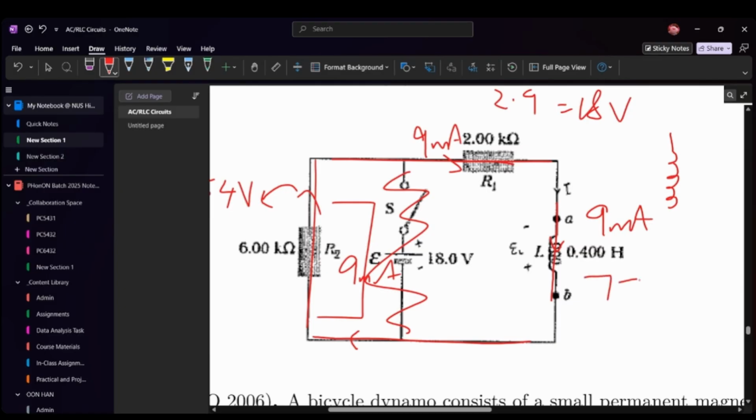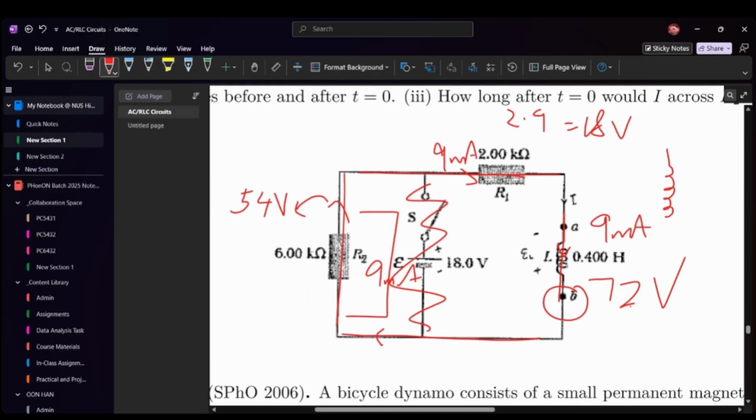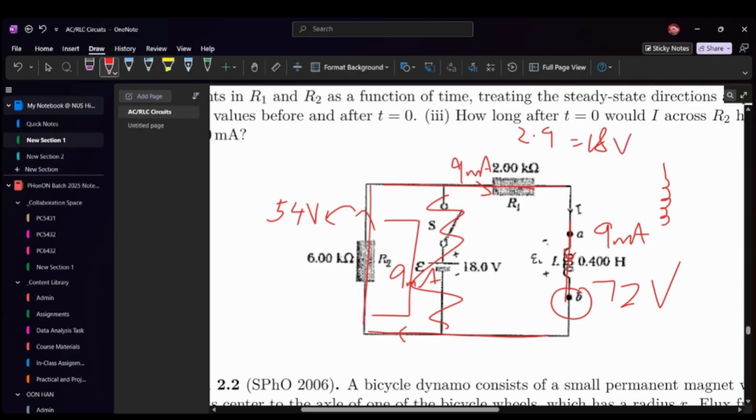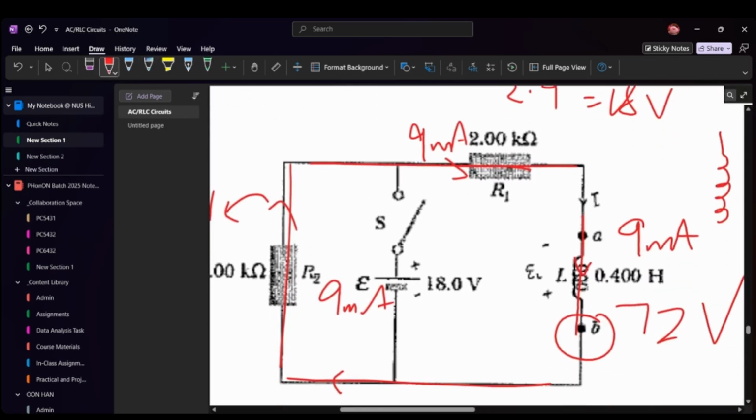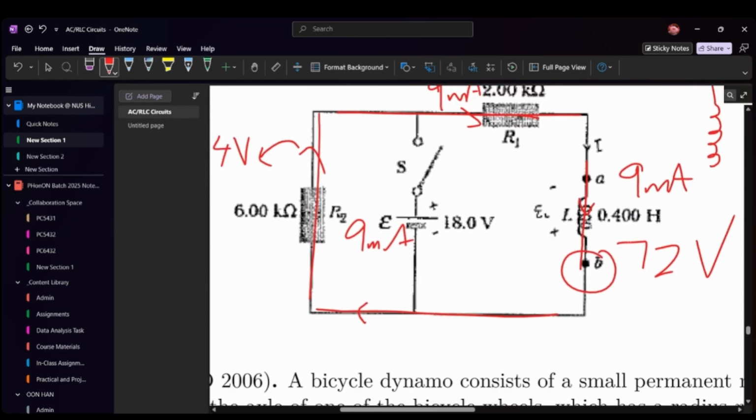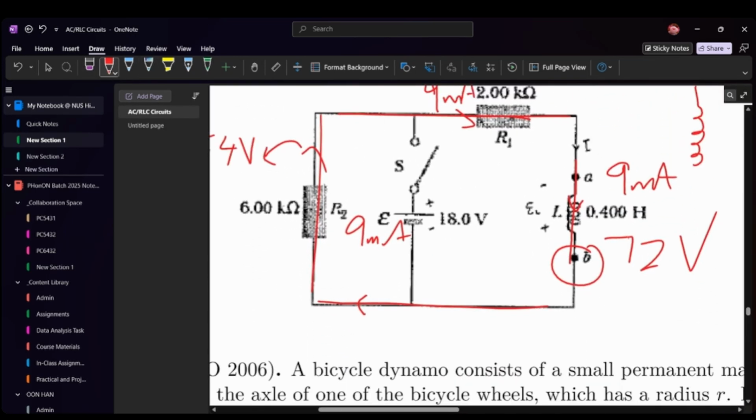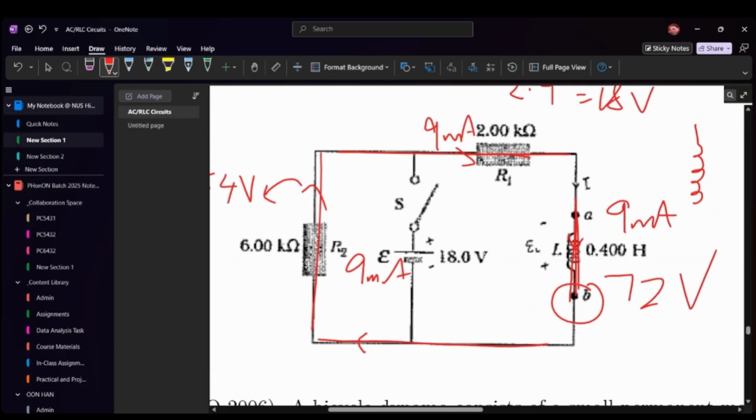So that must guarantee that this is 72 volts and this has a higher potential. Sorry for the brain screw up, but basically the concept here is that the current through here is continuous with time. So right after you open the switch, the current flowing through here is still 9 milliamps. And because this section here is now gone, the current here flowing through is also 9 milliamps.